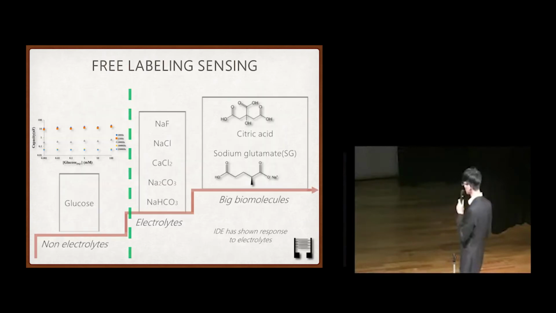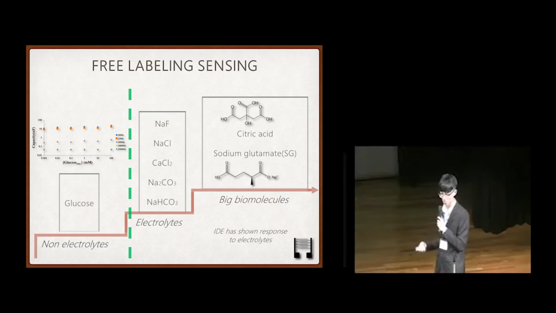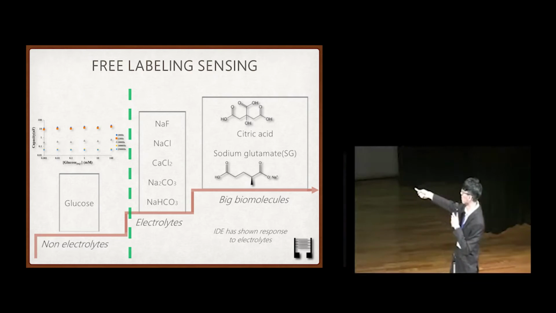And this is our second experiment, from using non-electrolyte to electrolyte and big biomolecule. And first, we choose glucose to detect. As we can see in the chart, when we change the frequency, the sensitivity didn't have any variation. So we just focus on the electrolytes and the big biomolecule.